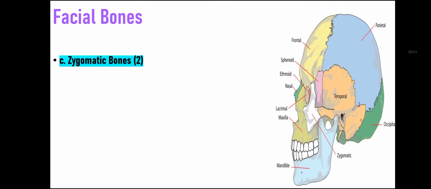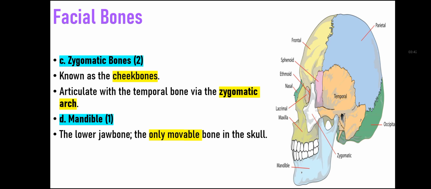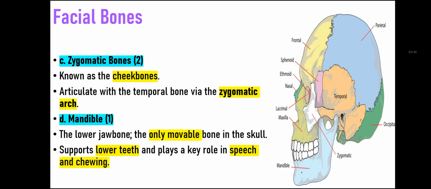Next in facial bone we have is zygomatic bone, that are paired bones, that means there will be two zygomatic bones in every facial skeleton. They are also known as cheekbone and they articulate with the temporal bone through the zygomatic arch. Next we have is mandible, that is an unpaired bone, that means there will be one mandible in every facial skeleton or skull. It is the lower jaw bone, the only movable bone in the skull. It supports the lower teeth and plays a key role in speech and chewing.